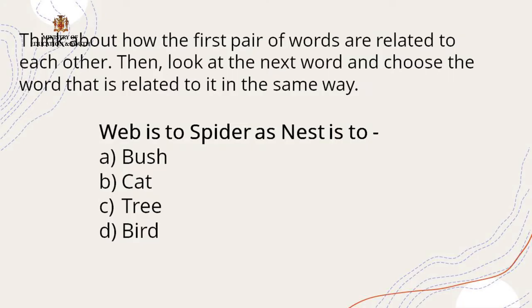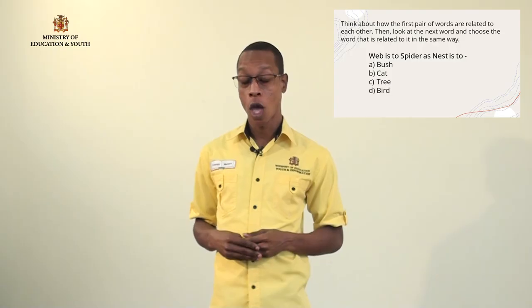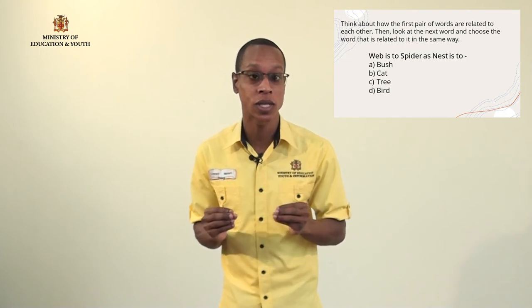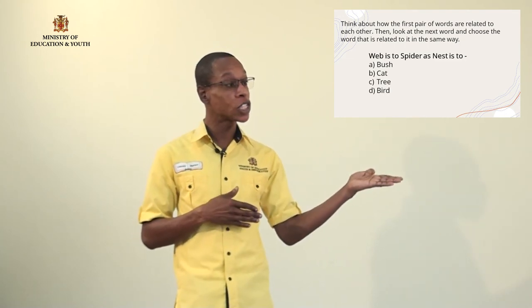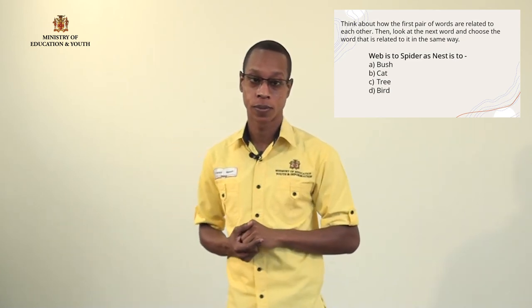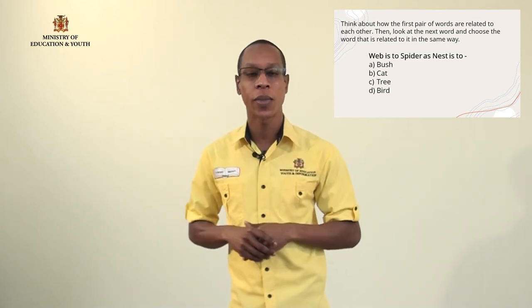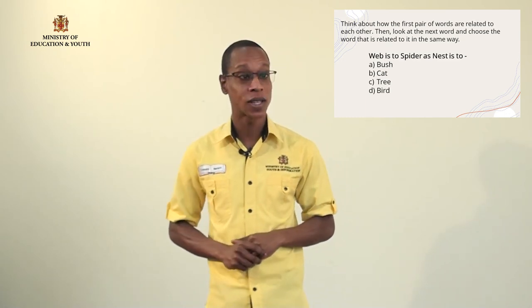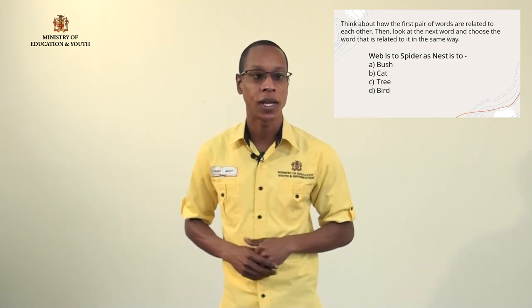Good job. Now, we are going to try one final question, and I'll be here as you try to find the answer on your own. But let us first look at the question. Web is to spider as nest is to A, bush, B, cat, C, tree, or D, bird. Which is it? Remember to ask yourself this question. What is the relationship between these two things? Now, with that question in mind, can you tell me what the answer is? I'm giving you 1 minute.